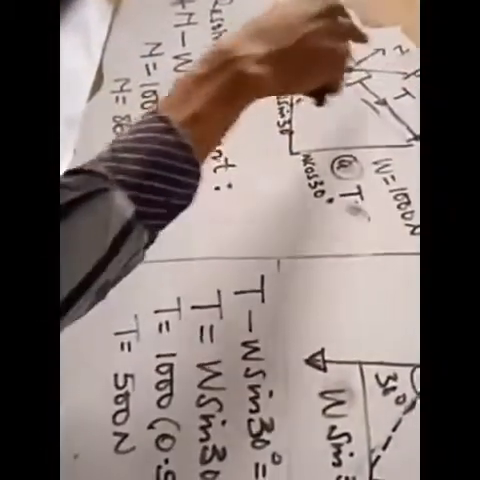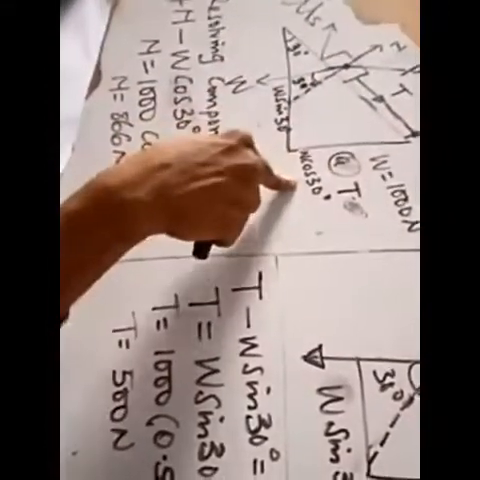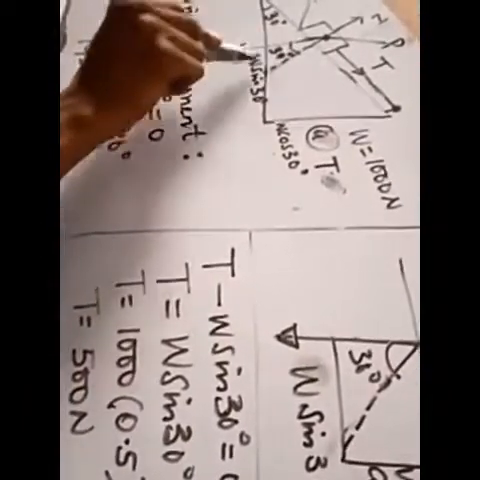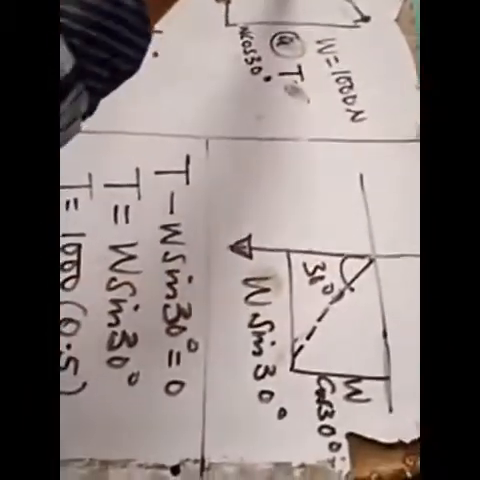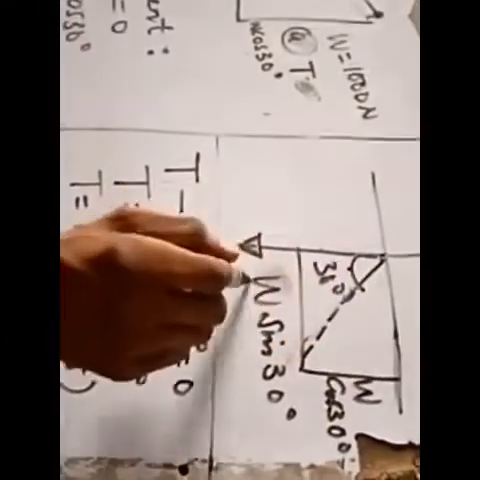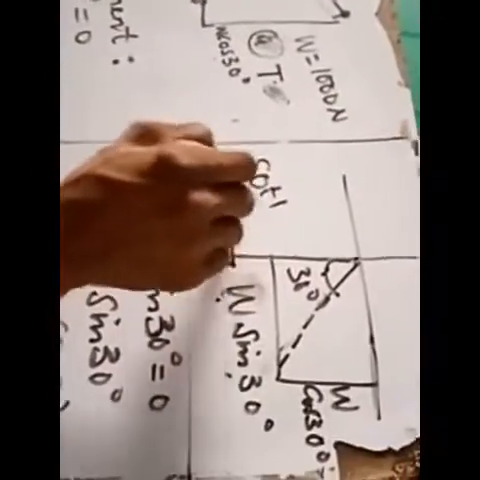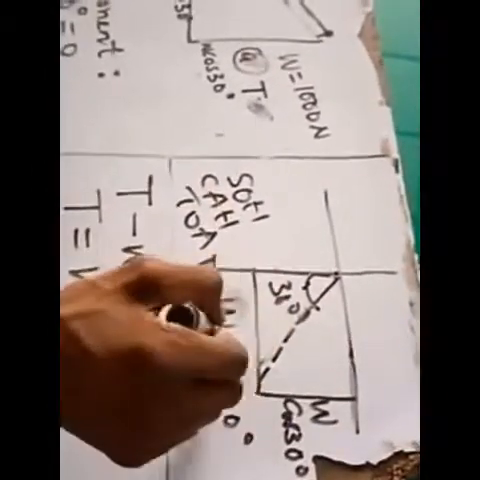if I resolve the components in the y-axis, I will have my normal reaction N minus W cos 30. I will explain that. The reason why I'm resolving to W cos 30 is as a result of this angle. Like I explained earlier, it's SOHCAHTOA: opposite is sine, and adjacent is cos. So here I will have my sine 30 and my cos 30.